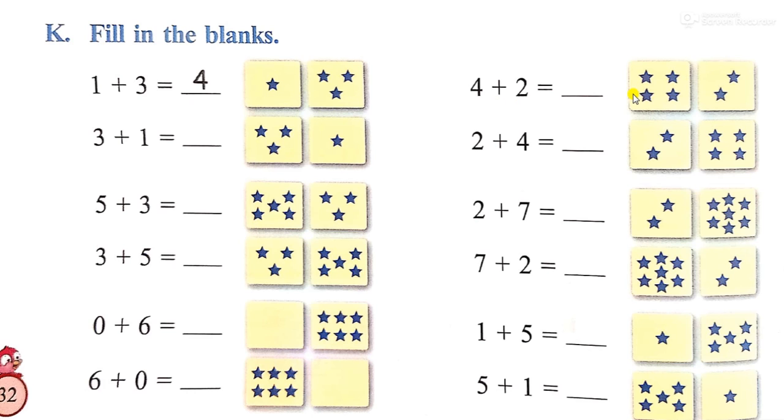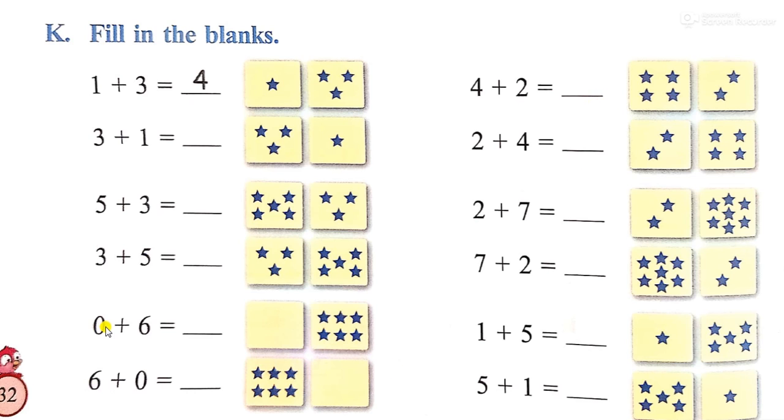The next one, see, 4 here. In this box, how many stars are here? Count it. 1, 2, 3, 4. Yes, 4 stars are here. So the number is 4 plus how many stars in the box? Count it. 1, 2. Yes, 2 stars are in the box. So the number is 2. So total how many stars are here? 4 plus we have to add 2. 4 plus 2 is equal to 4, 5, 6. Yes, the answer is 6.